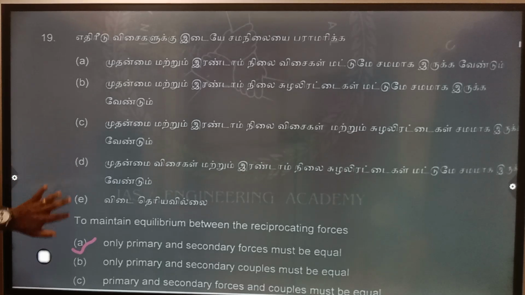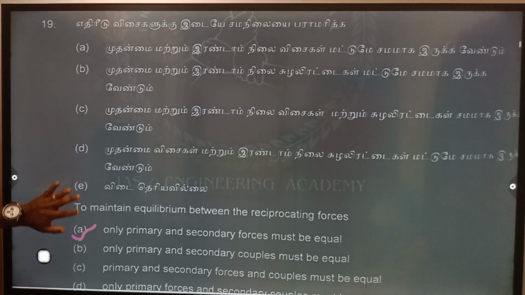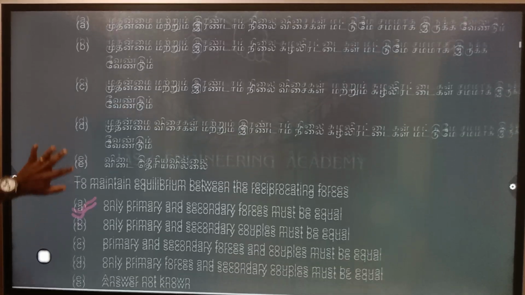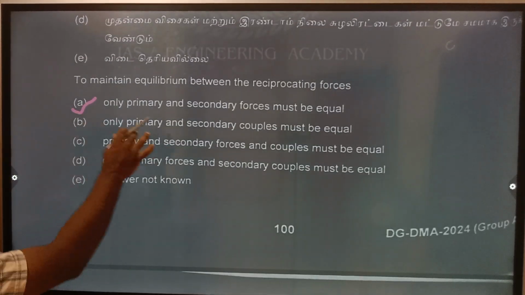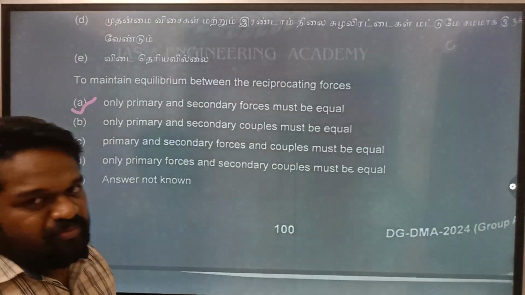19. To maintain equilibrium between the reciprocating forces. So equilibrium of reciprocating masses. Again the answer is A. Only primary and secondary forces must be equal.